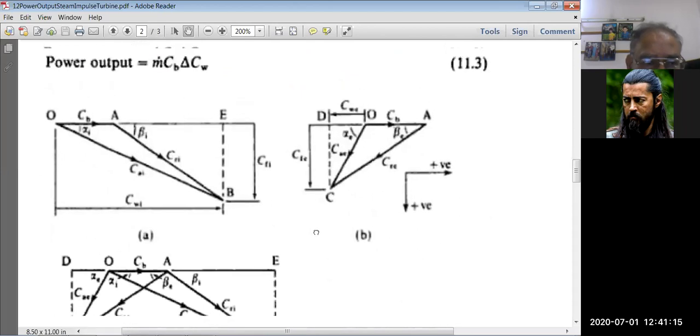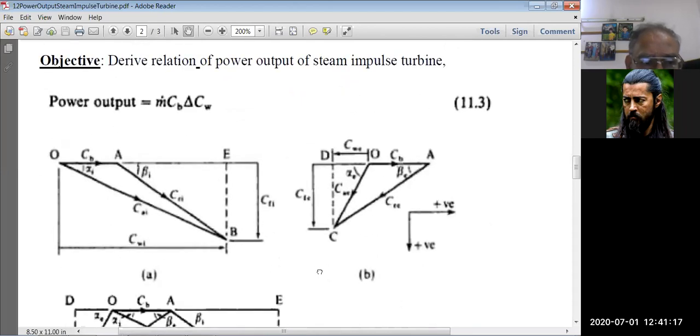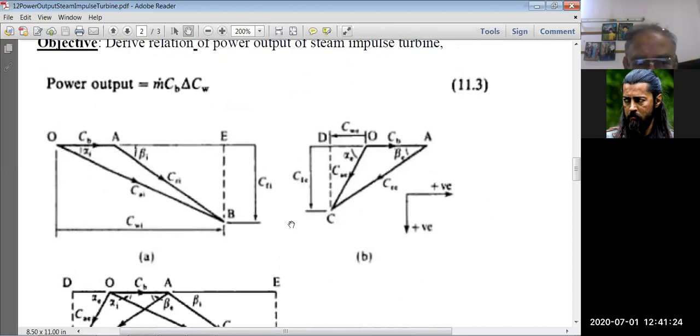So now, we have to prove that the power output of a single stage impulse turbine is equal to mass flow rate multiplied by blade velocity multiplied by the change of velocity in tangential direction, which is called delta CW, or change in whirl velocity. Whirling means rotating.